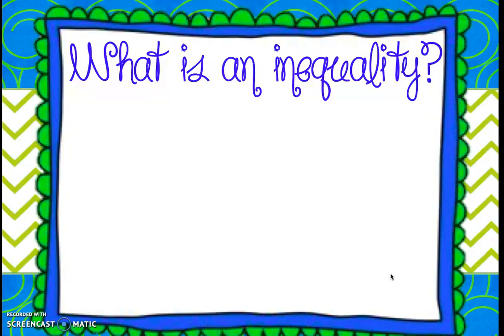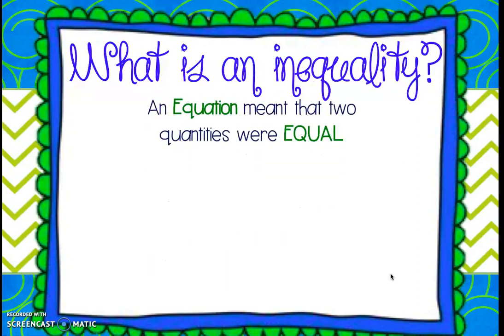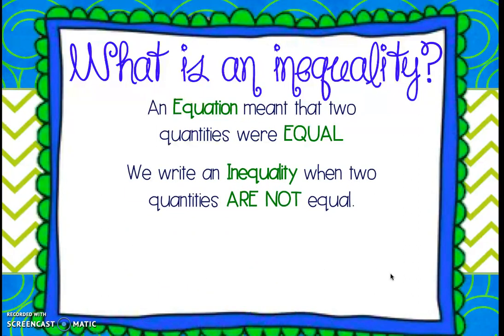Okay, so on your notes paper, we're going to go ahead and define an inequality. So far, we've used equations. An equation means that two quantities are equal. That's where we put the equal sign in the middle, and that means it's the same on both sides. Well, the prefix "in" means not. So when we're talking about an inequality, we're talking about when two quantities are not equal. Either one side is less than the other or one side is greater than the other.